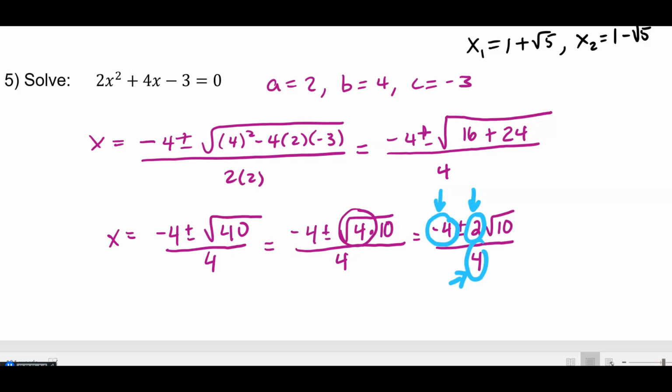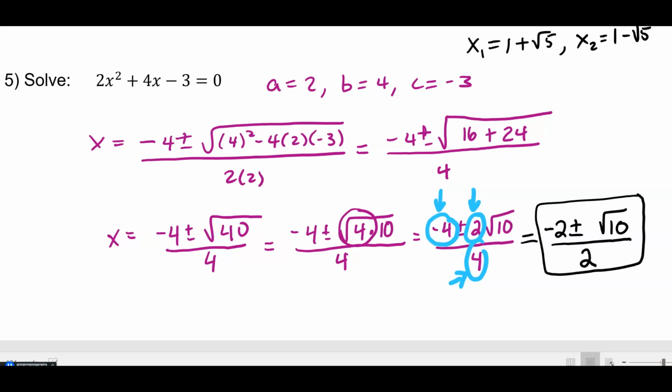So it looks like 2 can divide into all. So 2 goes into -4, that'll be -2 plus or minus. 2 goes into 2 is 1. And again, we don't write the 1 there, so I'm going to erase it, because 1 times radical 10 is just radical 10, divided by 4. 2 divided into 4 is 2. So here's your solution. And again, you can't do anything with this because these are just 2 numbers, right? It has to be all 3 numbers. So therefore you can't simplify further than this.